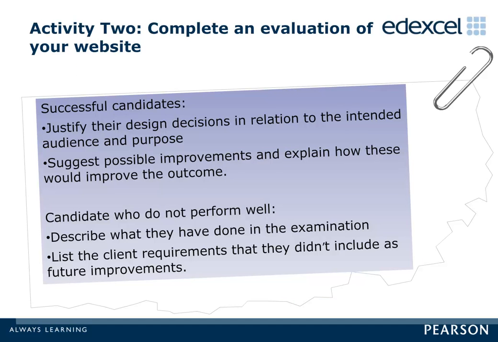Activity 2 requires students to complete an evaluation of their website. Students should evaluate the effectiveness of the final product and justify their design decisions in relation to the intended audience and purpose. Suggest possible improvements to their website and explain how these enhancements would improve the outcome. Students should not describe what they have done in the exam and list the client's requirements that they had not met as future improvements.